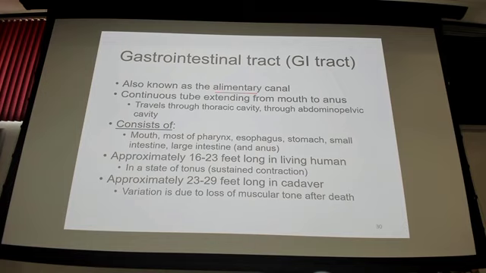Just these are gee whiz facts. Do not spend brain power on this. It's just kind of neat, right? So it's in a state of constant contraction, tonus. That tonus helps propel the food along in a process that we call peristalsis. So when you have a cadaver, you lose that tonic musculature, and it actually gets longer. So there you go. We will discuss that in a more practical matter when we get to the large intestine, especially.